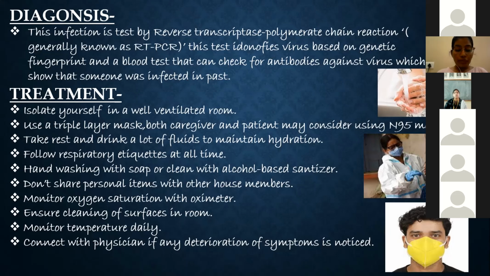Now, I will focus on what is the treatment for it. Isolate yourself in a well-ventilated room. Use a triple layer mask. Both caregiver and patient may consider using an N95 mask. Take rest and drink fluids to maintain hydration. Follow respiratory etiquette at all times. Wash hands with soap or clean with alcohol-based sanitizer. Don't share personal items with other house members. Monitor oxygen saturation with an oximeter. Ensure cleaning of surfaces in the room. Monitor temperature daily. Connect with a physician if any deterioration of symptoms is noticed.